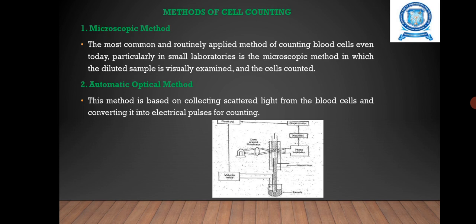Then the next method is the automatic optical method. It is based on collecting scattered light from the blood cells and converting it into electrical pulses for counting. Here also a sample of dilute blood is taken in a glass container. That means it is drawn through a counting chamber in which the blood stream is reduced in cross section by a concentric high velocity liquid sheath. Here also it provides a dark field illuminated zone on the stream, and the light scattered in the forward direction is collected to the cathode of a photomultiplier tube.